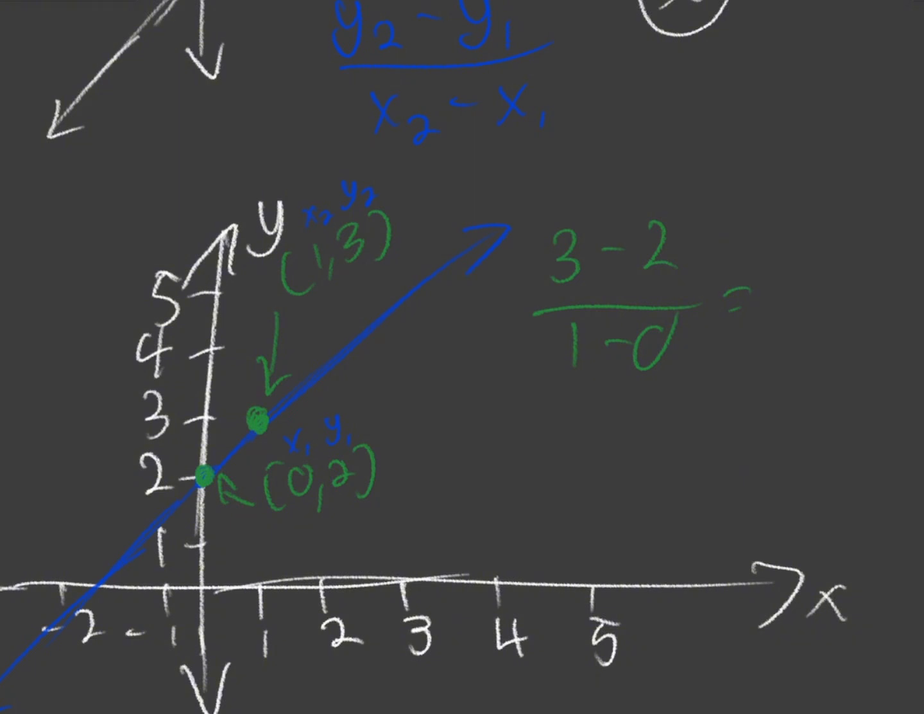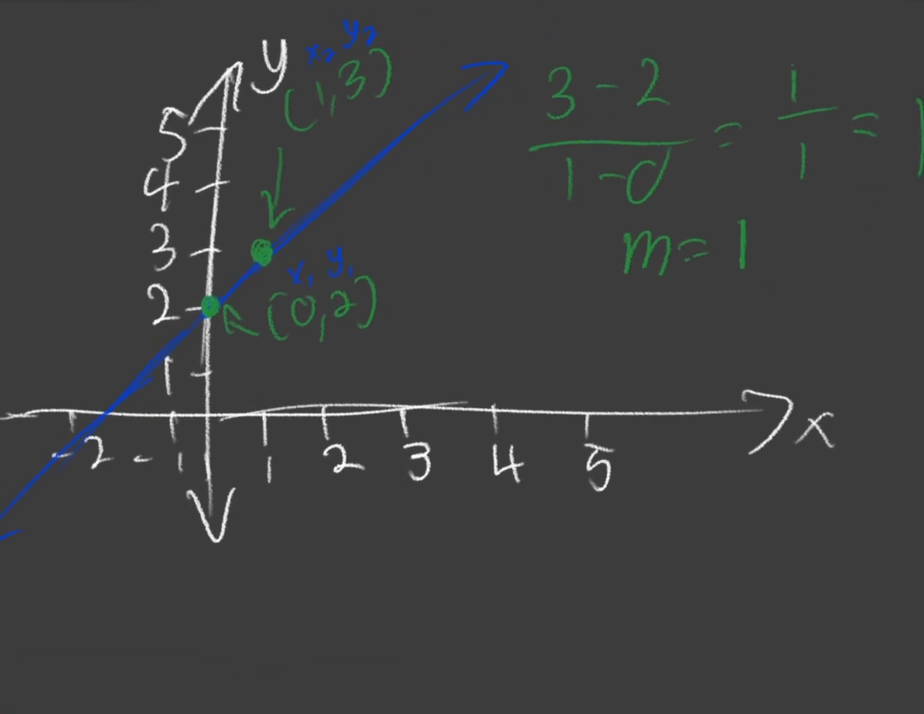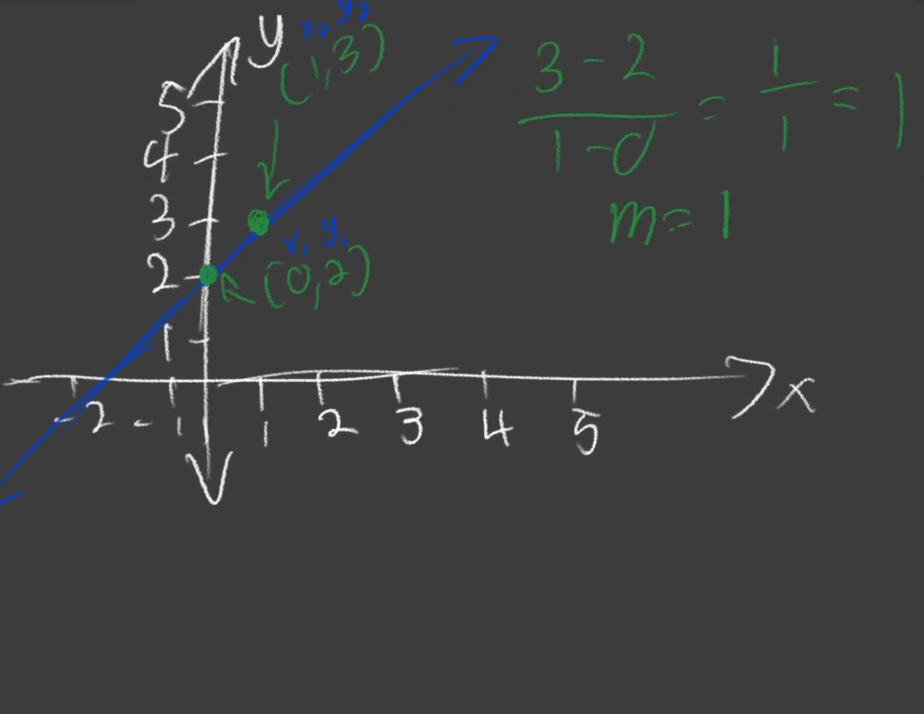Okay, so we do 3 minus 2, which is 1, over 1 minus 0, which is also 1, and we can simplify this to 1. So nice, now we got the slope. The slope is equal to 1. Now we just go back to our slope-intercept form. If you remember, it's y equals mx plus b. Now we just plug in m, so y is equal to 1x plus b.